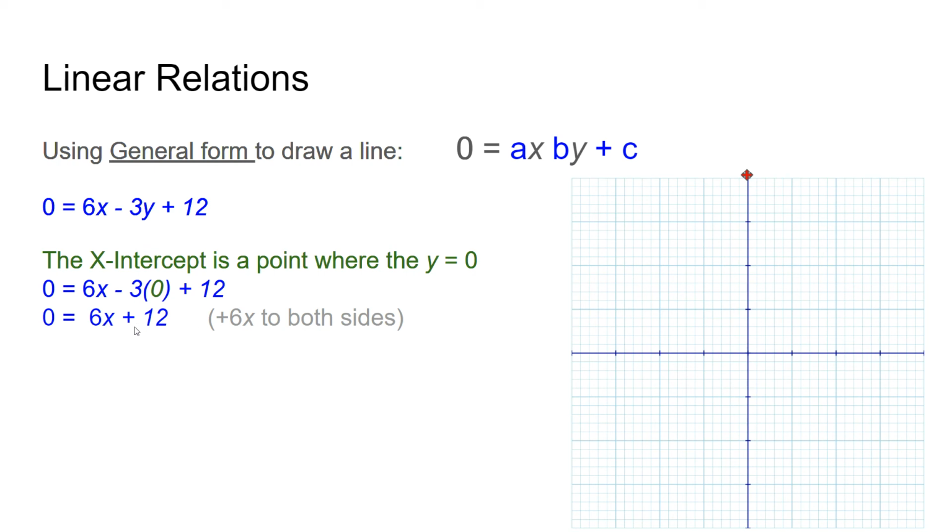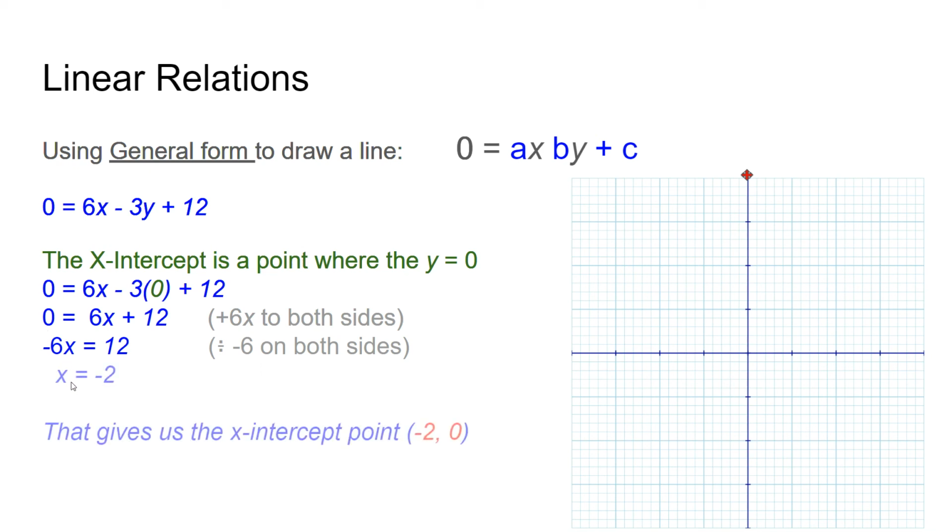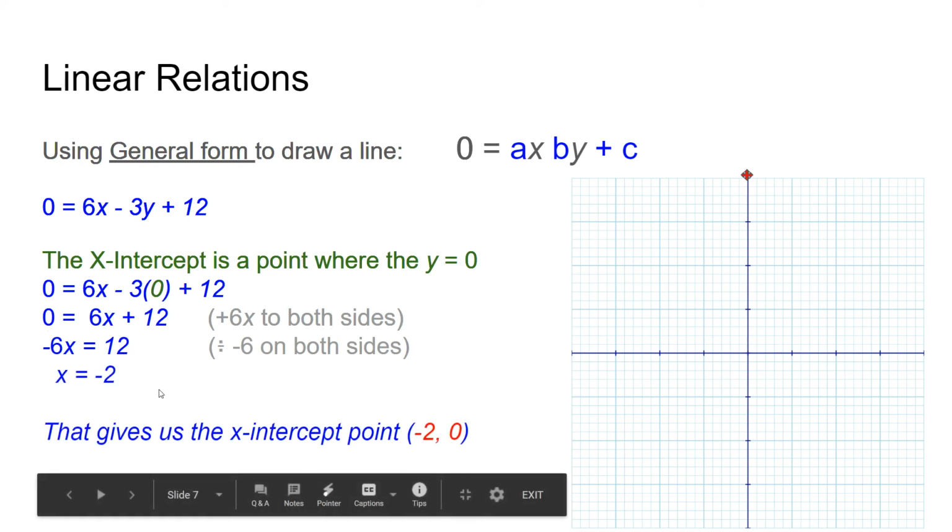Then we add 6x to both sides to get the x on the left of the equation. So we have minus 6x on the left equals 12 on the right. So we divide both sides by the coefficient of x. And 12 divided by minus 6 is minus 2. So that gives us the x-intercept point of minus 2, 0, which is here on our line.